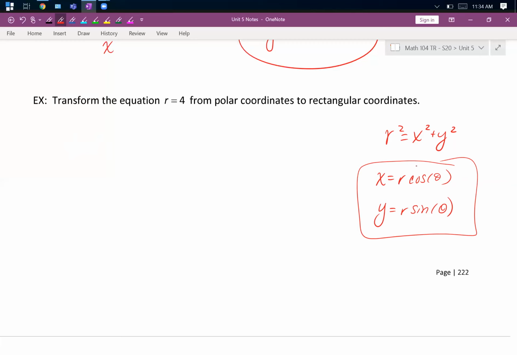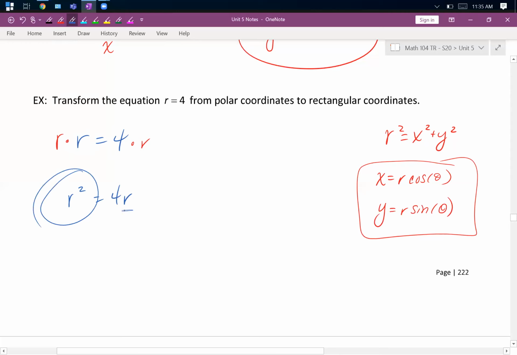Is there any way that we can legally turn that r into an r squared, and then all we'd have to do is substitute x squared plus y squared in for r squared? Multiply r on both sides again. So let's try that. If we multiply r on both sides again, I get r squared on the left, but on the right, I'm going to get 4r. So I can substitute in for this one, but now I've created another problem over here.